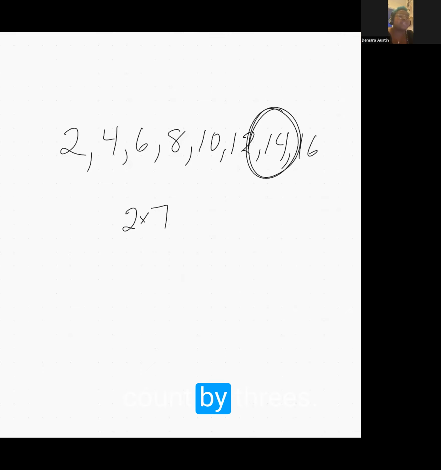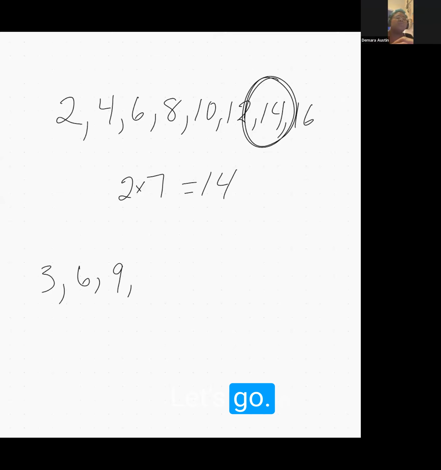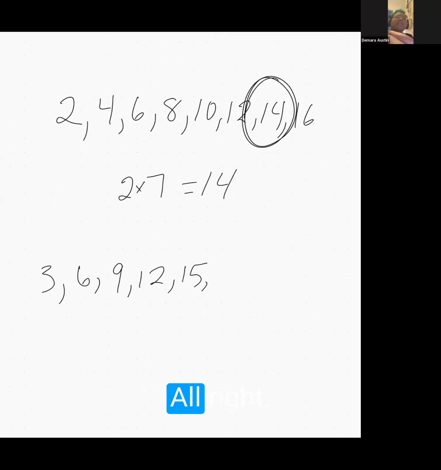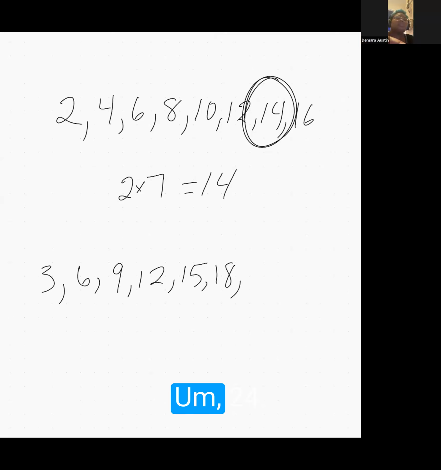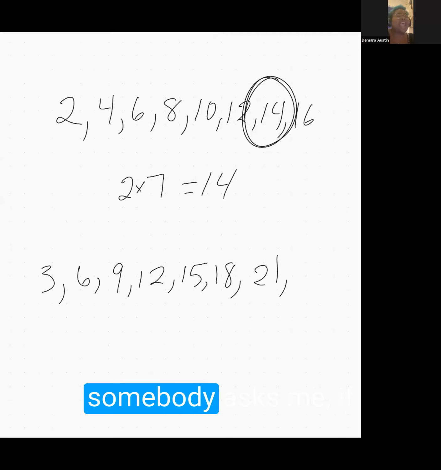All right, let's skip count by threes. Let's go up by threes. 3, 6, 9, 12, 15, 18, 21, 24.